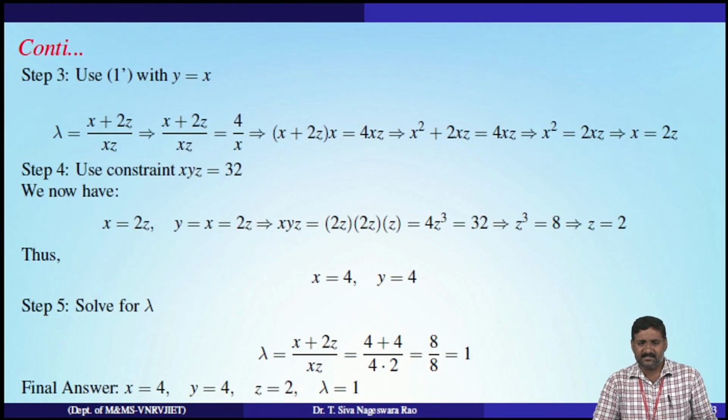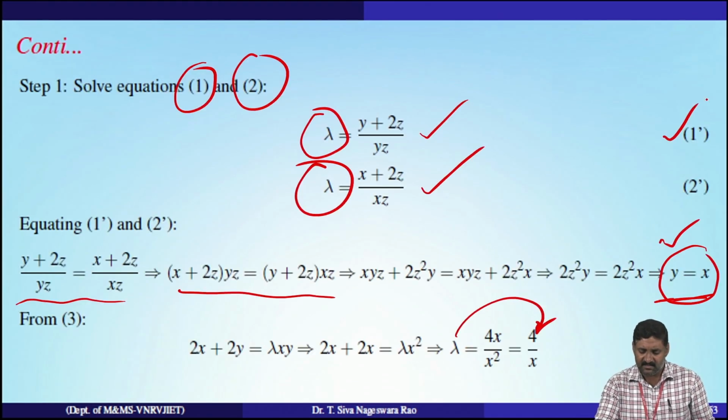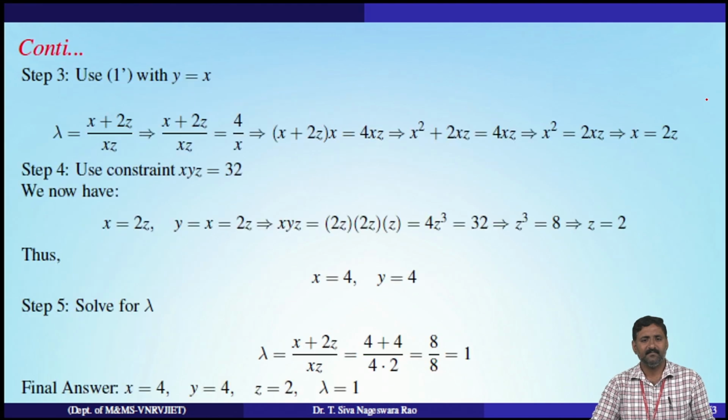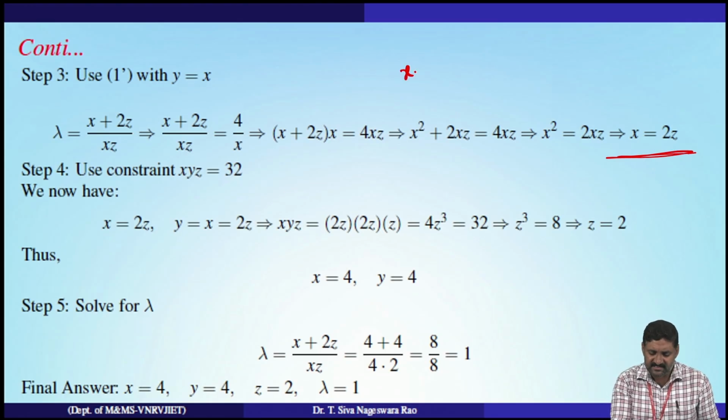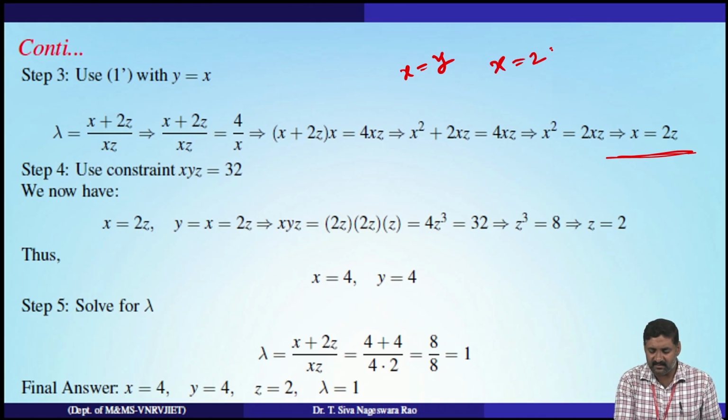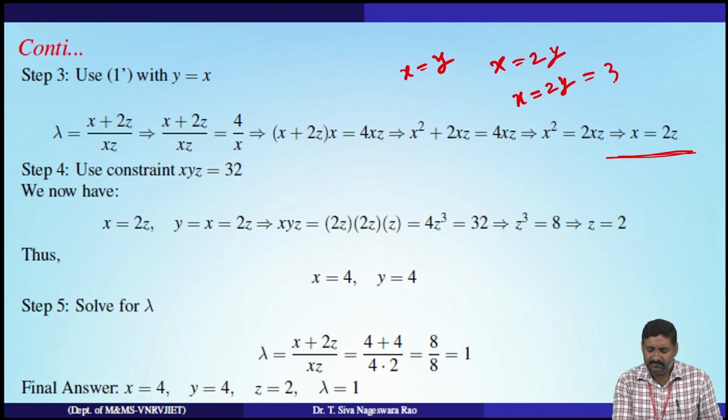Now substitute y is equal to x into the first equation. That is, previously we have this. Now substitute here. Then you will get x value is equal to z. So previously we have x is equal to y. Now we have x is equal to 2y. Therefore we can write x is equal to 2y is equal to z.